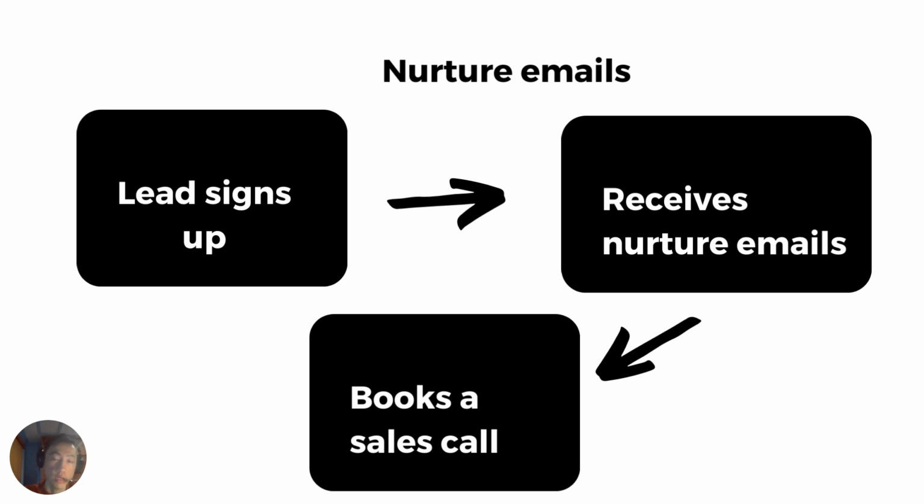Now, once they've been added to the email list, they're eligible to receive nurture emails. So this is where you can send them a consistent sequence of emails, and eventually the point of this is to send them a list of emails in hopes that eventually they'll book a sales call, and then that's where you can convert them into an actual client.